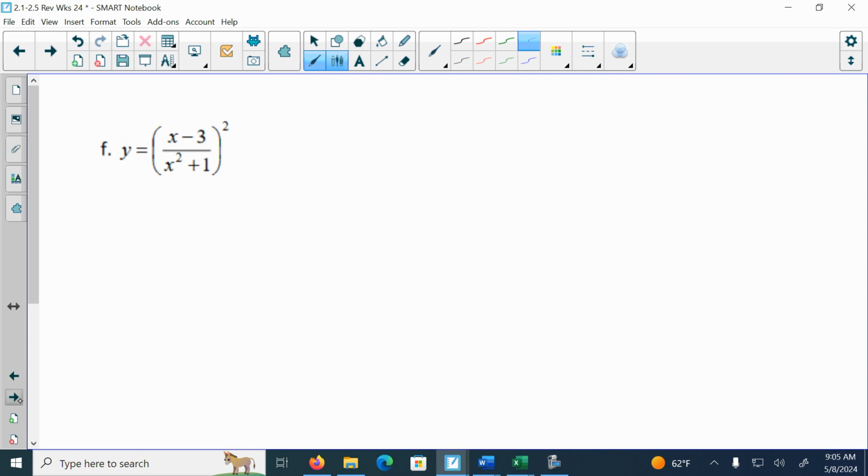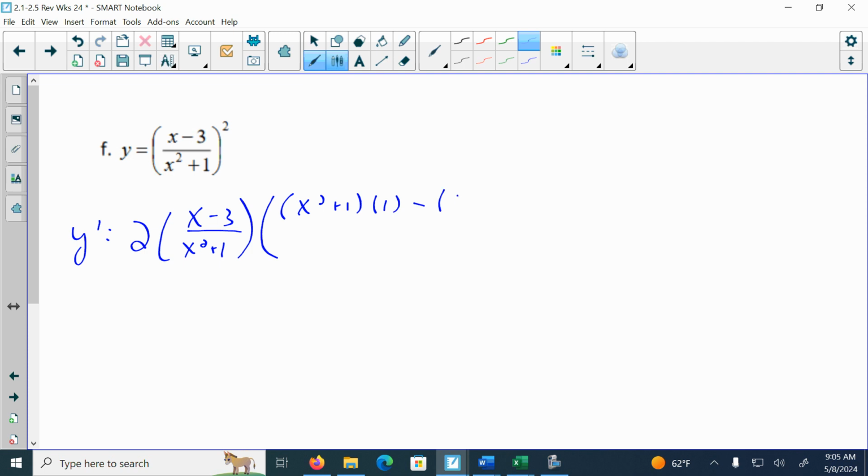For the next one, I'm doing the chain rule with the quotient rule. I'm raising something to a power, so I'm going to bring the power up front, leave this exactly the way it is, and reduce the power by 1, so this is going to be raised to the first power. Now I multiply by the derivative, so I'm going to have to use the quotient rule. Leave the denominator alone, take the derivative of the numerator, minus leave the numerator alone, take the derivative of the denominator, which will be 2x, and this is all over my denominator squared.